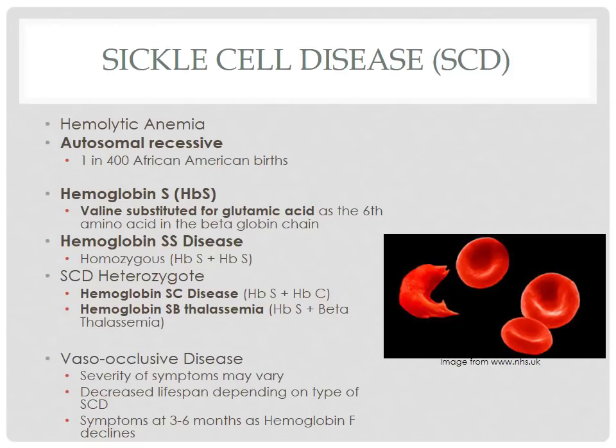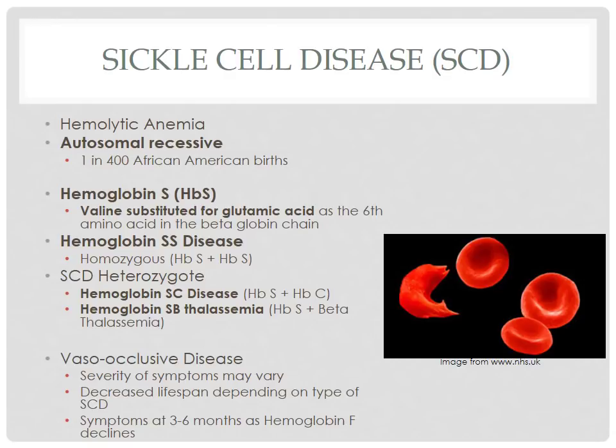Hemoglobin SS disease has a homozygous patient, so they have 2 hemoglobin S's. You can also have sickle cell disease that are heterozygotes, meaning that they have a hemoglobin S and then a hemoglobin C. Or you can have hemoglobin S with beta thalassemia, so they have a hemoglobin S and they also have beta thalassemia. The biggest concern for these patients is vaso-occlusive disease, and the severity of these symptoms can vary greatly. There is a decreased lifespan depending on the type of sickle cell disease.